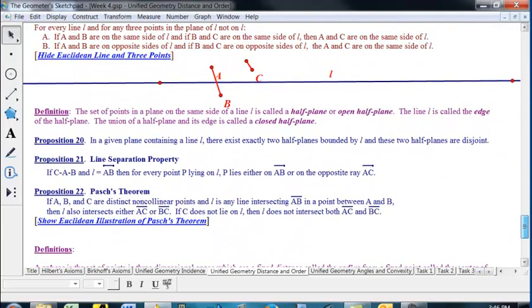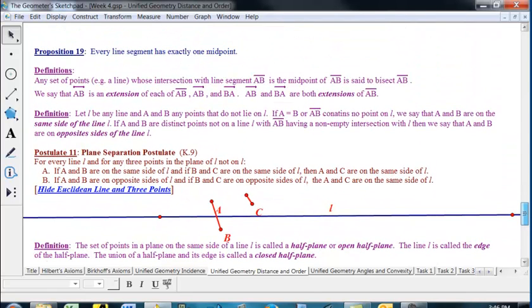Yeah, this plane separation postulate down here is very similar to it when we start talking about the sides of the line. Okay, we define the sides of the line, and those are going to be half planes, which we define down here. And we have this definition here. So remember that. For every line and any 3 points in the plane, if A and B are on the same side, and B and C are on the same side of L, then, let's see.